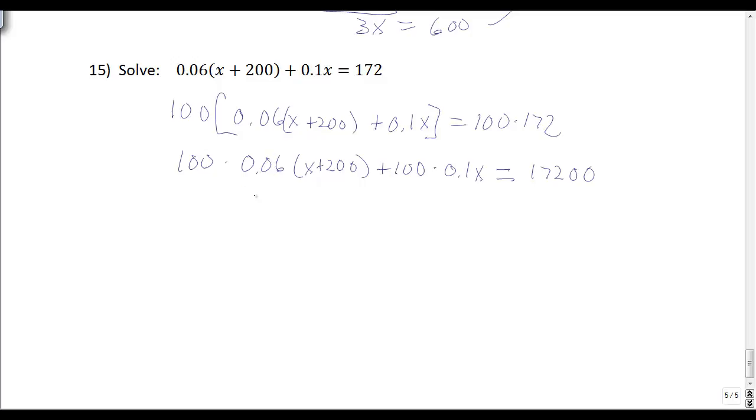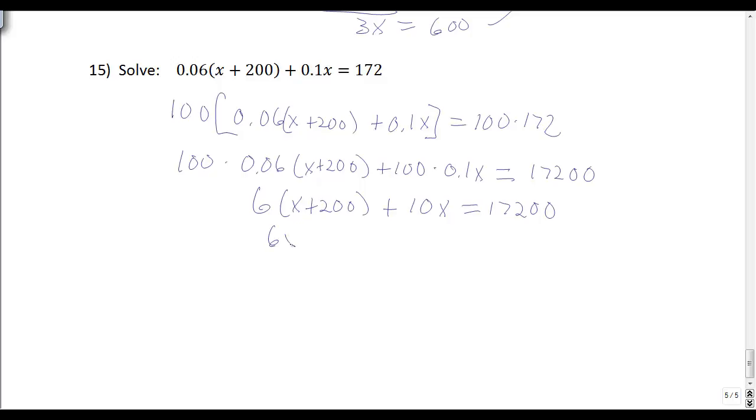Now 100 times 0.06. I move my decimal point 2 spots. That's 6 times x plus 200. 100 times 0.1. I move my decimal point 2 spots, but that means I have to add a 0. And so I get plus 10x. Okay, now I can simplify the left-hand side and just sort of treat this like a normal problem. Some biggish numbers, but hopefully those will simplify out.